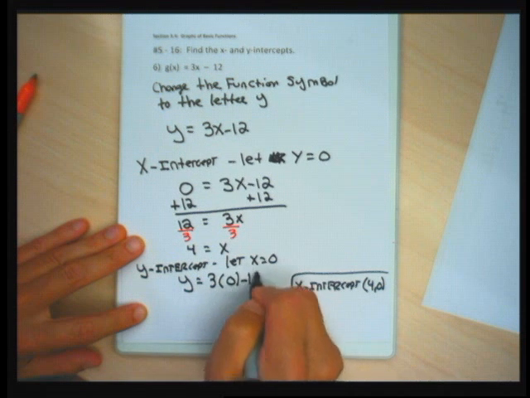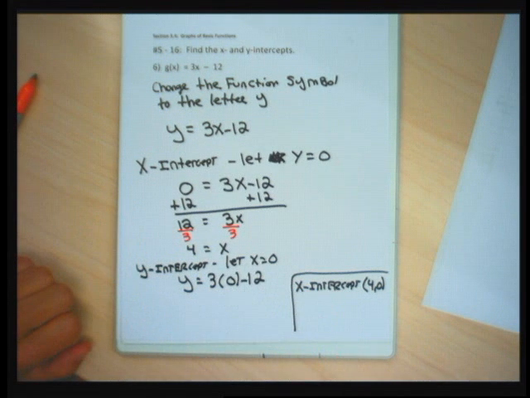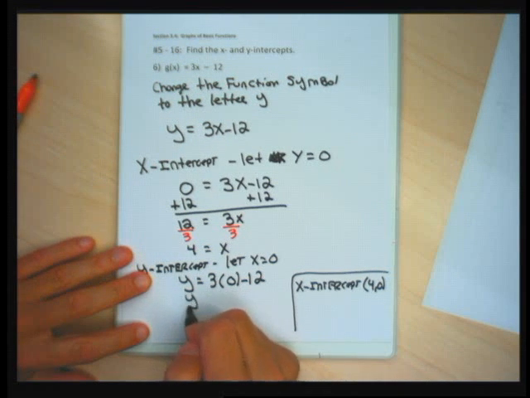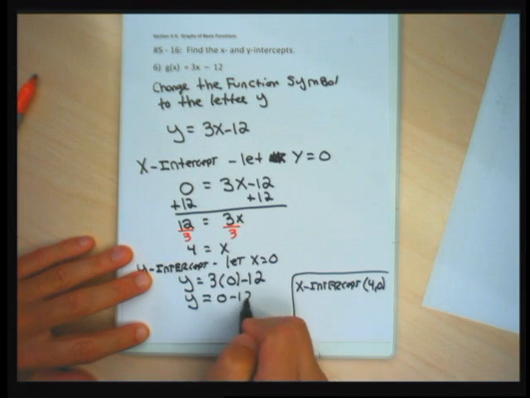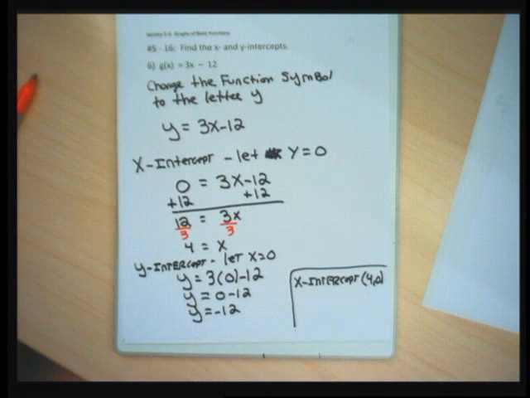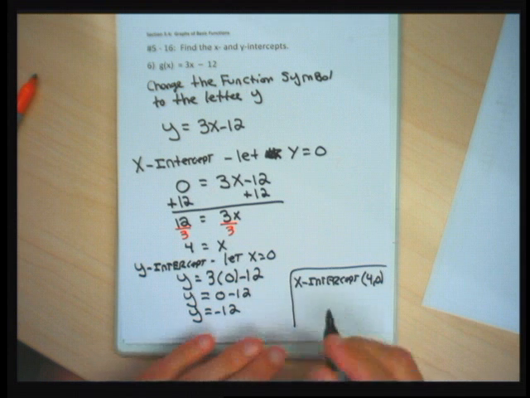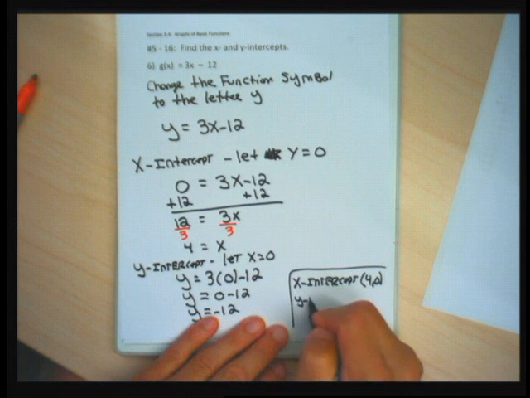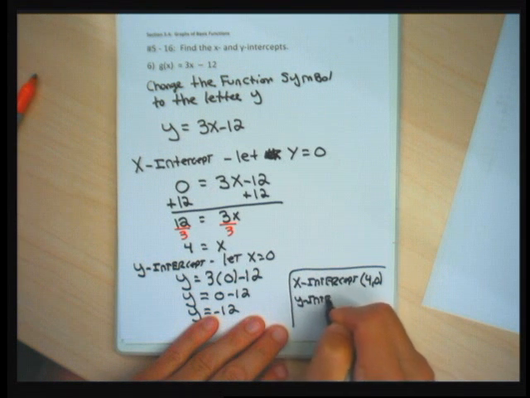Y-intercepts for functions are always easy to find. The x-intercepts might require some factoring. So the algebra here on the right side, I don't really need my calculator, but I could if I had to. The 3 times 0 is 0, 0 minus 12 is -12. So I'm going to finish up my answer by saying what the y-intercept is.